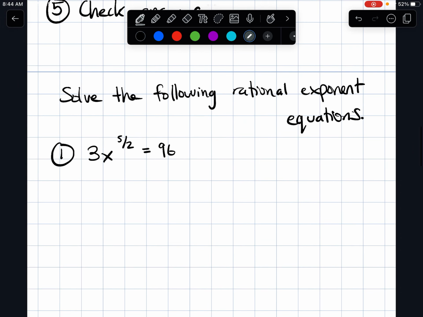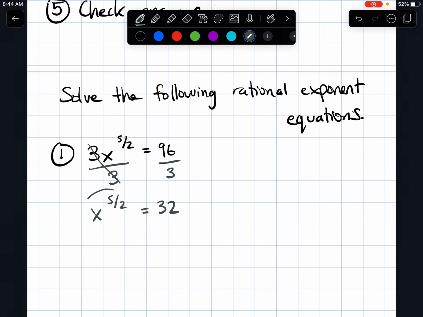So let's go ahead and solve these rational exponent equations. For the first one, we see that my base and rational exponent is not yet isolated. So I'm going to have to go ahead and divide both sides by 3 to begin with. All right, 3 is not part of the base. 3 is just a coefficient. And so we end up with x to the 5/2 equals 32.